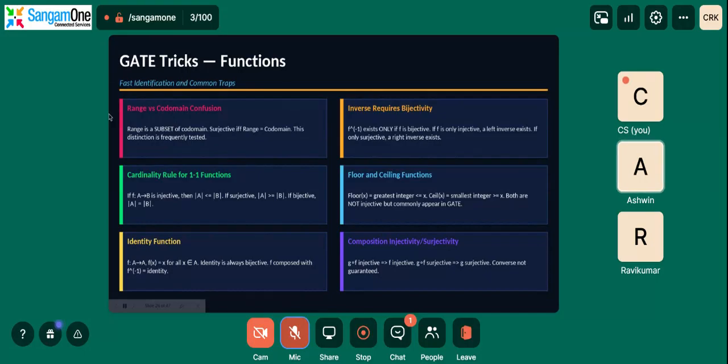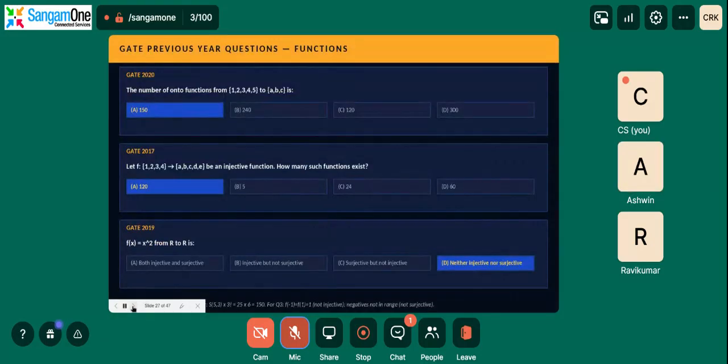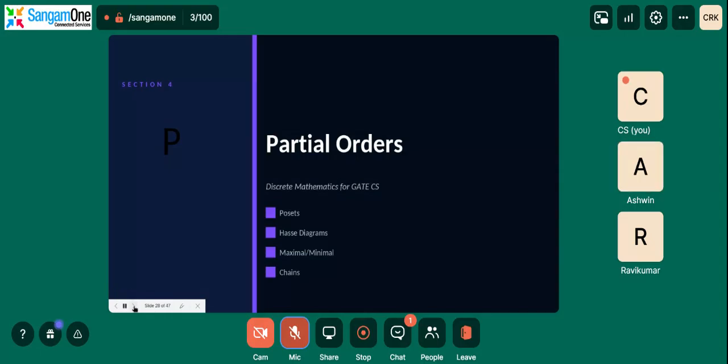Students can also use this for identification and to avoid common types of traps. If they revise this, they can easily score good marks and clear their confusion. So revise this. Moving on to partial orders.